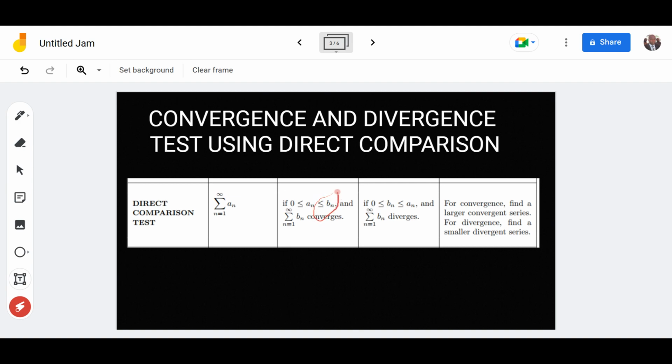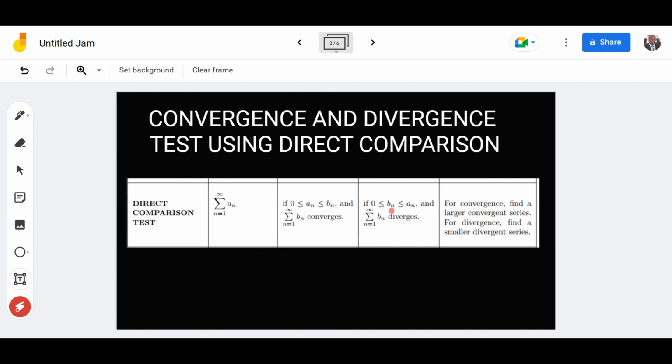If the Bn is bigger, the modified version is bigger, you cannot use that to determine the divergence of the original. You can use that to determine the convergence of the original. So even if the Bn diverges, you can't conclude that the An also diverges. It is only if the Bn converges, then you can say the An also converges. The bigger modified one converges, then you can say the An also converges.